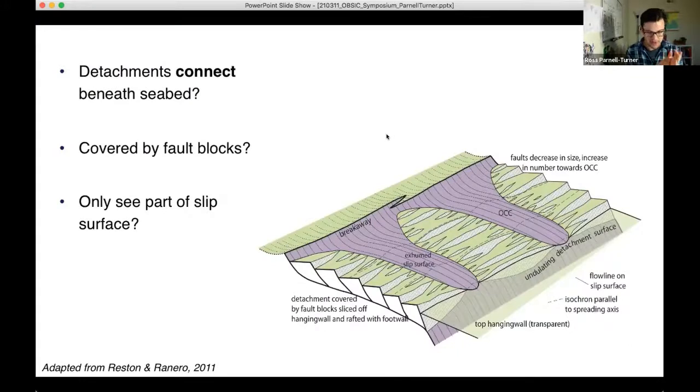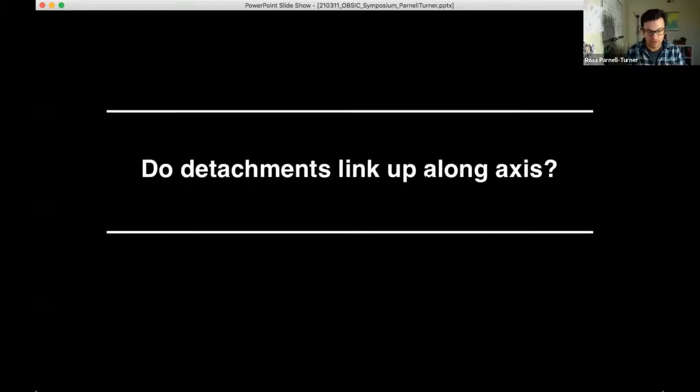And so this is a cartoon that some of you may have seen before, adapted from Cesar Ranero's work. We have this hypothesis about whether these two adjacent detachments, shown here in purple, are connected by this undulating detachment surface, which you can see shown by my mouse. We don't know that from seafloor observations alone, because this whole area is typically covered up by hanging wall debris or by faulted blocks of basaltic material. So the only way to really understand this is by looking at microearthquakes. This is the question we're going to try and tackle in the next 15 minutes.